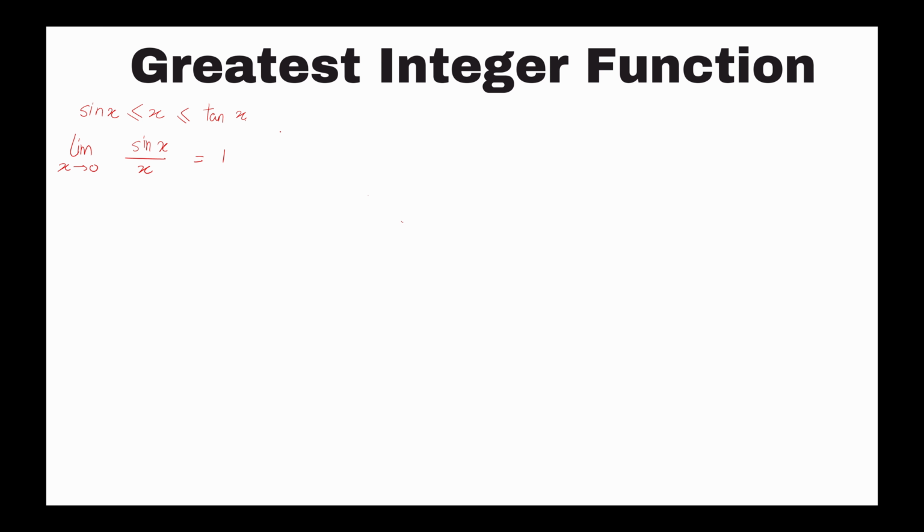That means this value is actually going to be 0.99999, and it goes on. The difference between 1 and 0.99999 is very small here. So since sin x is less than x, that is why we get this type of answer.